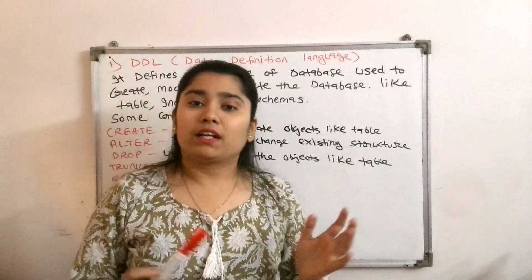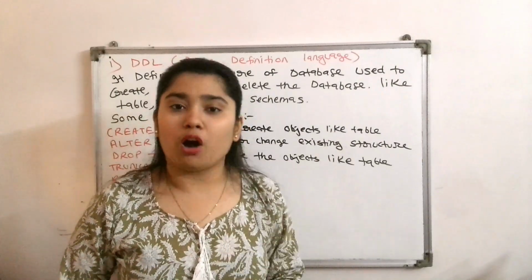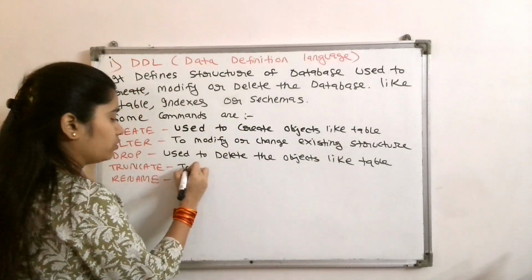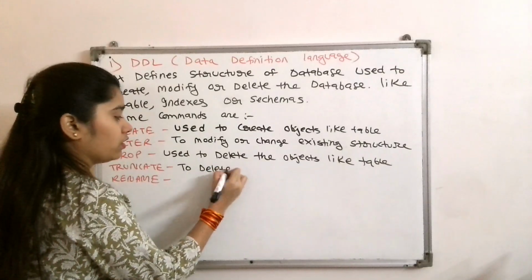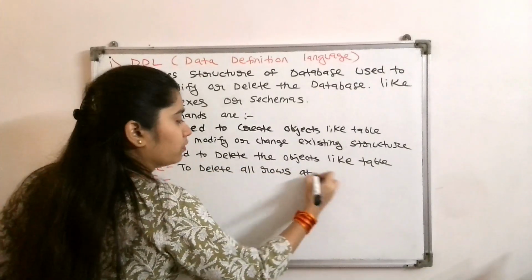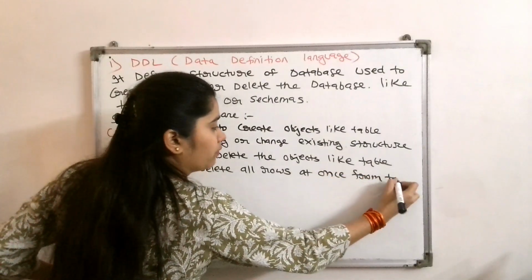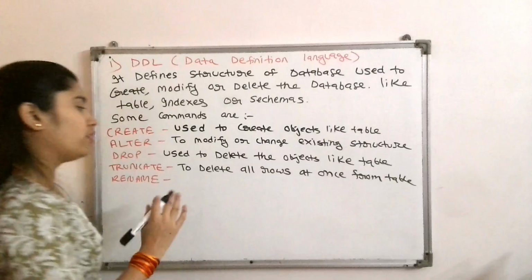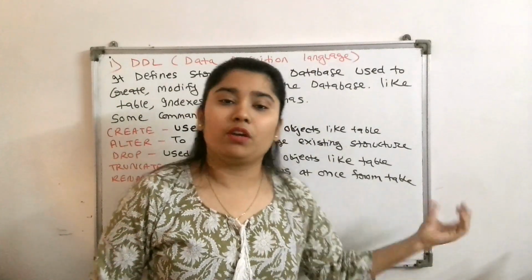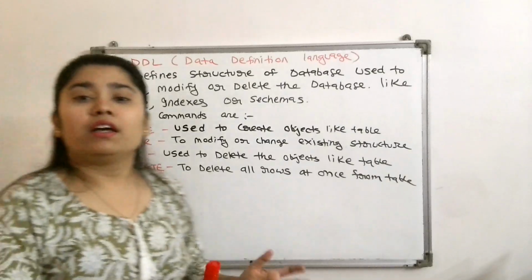Then the next command is truncate. What is truncate? Truncate is used when we want to delete all the rows from an object or any table, to delete all rows at once from the table. Okay. If we want to delete all the rows at once from the table, then we use the truncate command.